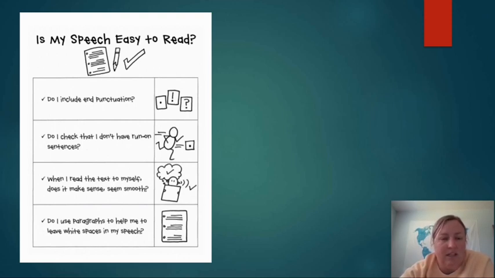The next thing is when I read the text to myself, does it make sense and does it sound smooth? This is where you should probably practice reading out loud, or in class, this is where we would whisper read to a wall because we don't want our brains to trick us into thinking it says something that it doesn't. And then the last one is just making sure that you have paragraphs, that there's spaces in between those paragraphs because it helps keep your ideas organized and makes it easier to read.